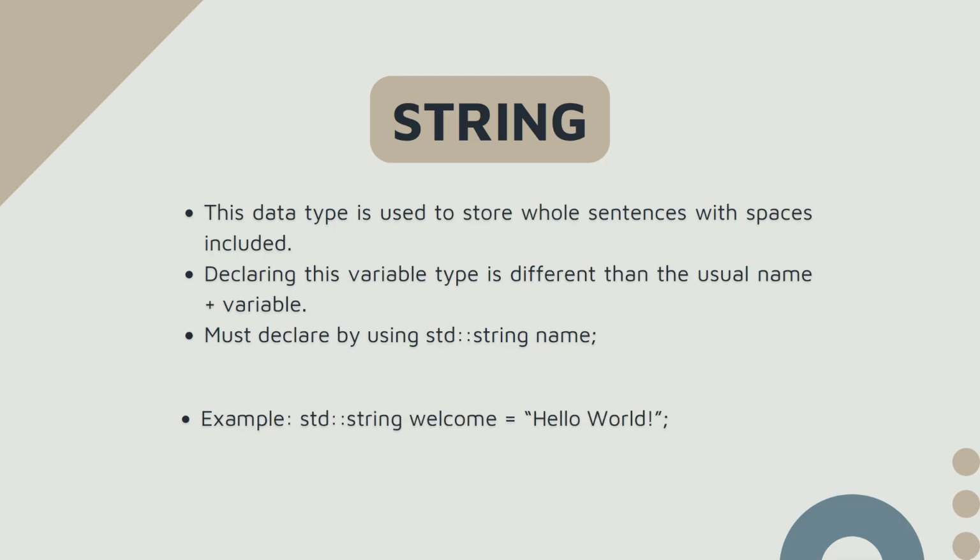String is a data type used to store whole sentences with the spaces included. This is different though because you have to use std:: string name. So for example, if you want to have a string that says welcome or hello world or whatever, you just set it equal to that: std::string welcome equal to whatever's in the quotations.